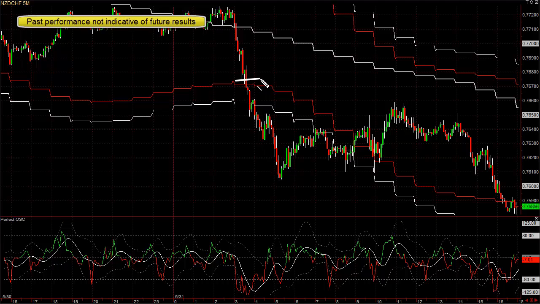You can see that this one also continued down. Now, honestly, I don't think I would have taken this one because usually the 2.0 white lower band is where the market reverses. So if you short here with your stop above here, your potential profit may not justify that.